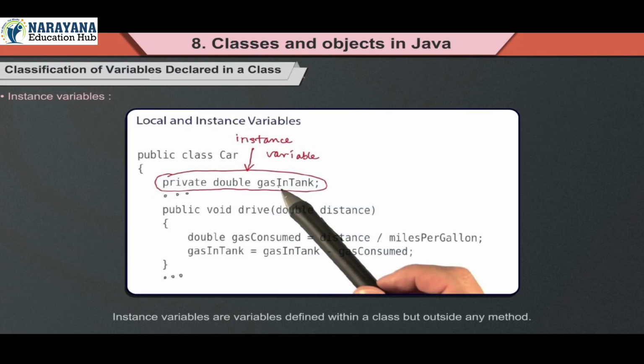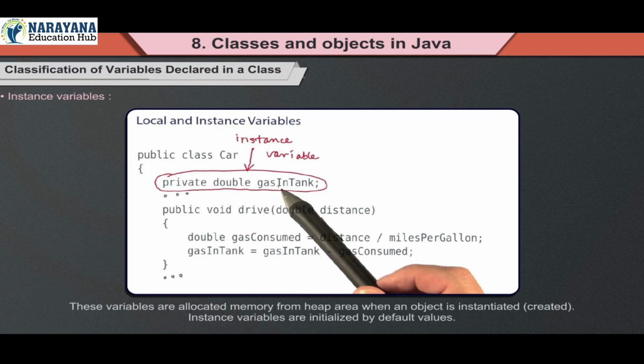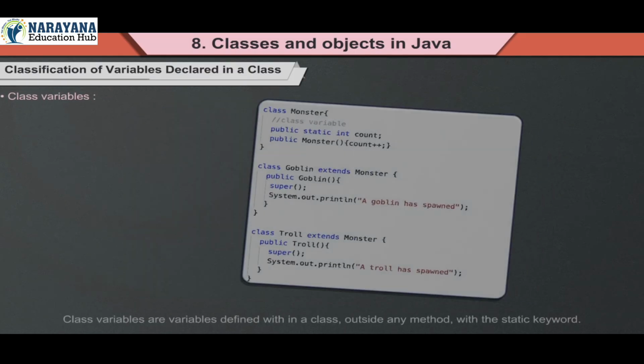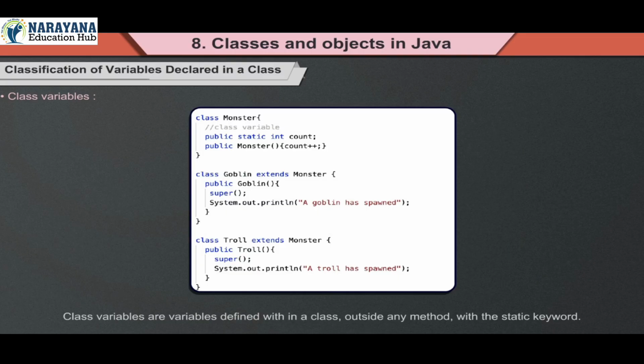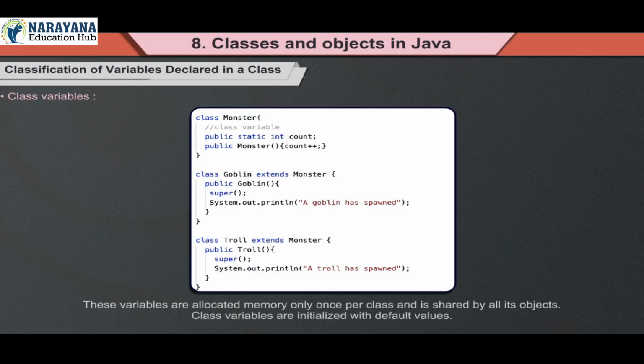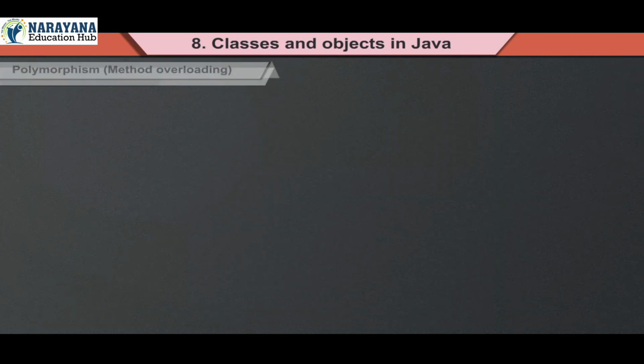Instance variables are variables defined within a class but outside any method. These variables are allocated memory from heap area. When an object is instantiated, that is, created, instance variables are initialized by default values. Class variables. Class variables are variables defined within a class outside any method with the static keyword. These variables are allocated memory only once per class and are shared by all its objects. Class variables are initialized with default values.